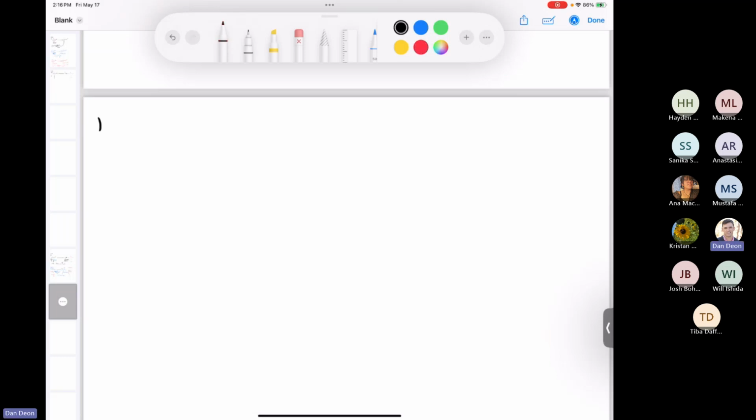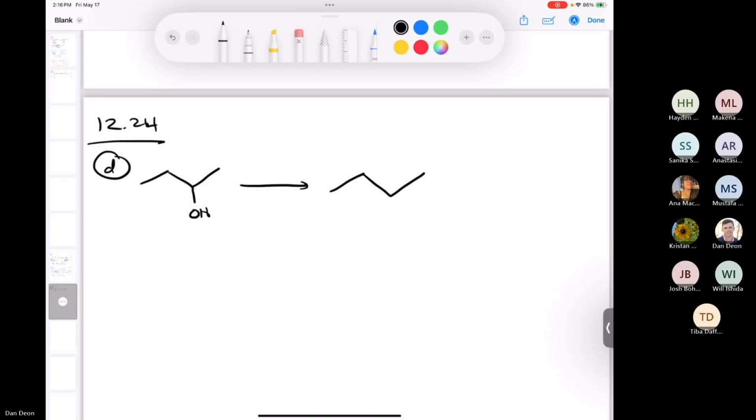So we'll put here 12.24D, like this, and we're taking the secondary alcohol. This is 2-butanol, and we want to make butane. All right. Anybody have a strategy for this one? Like, I want to make an alkane. That's not so exciting, is it? For this one, I did the concentrated H2SO4 with heat, and then the H2 and Pt just to convert it to that. There you go. That's the best way I can think of. I can't think of a better way than that.